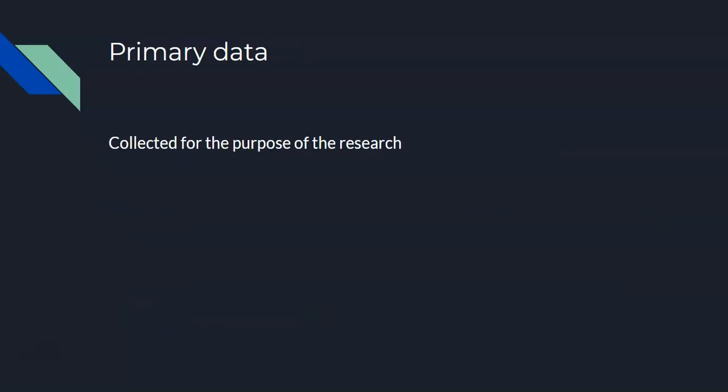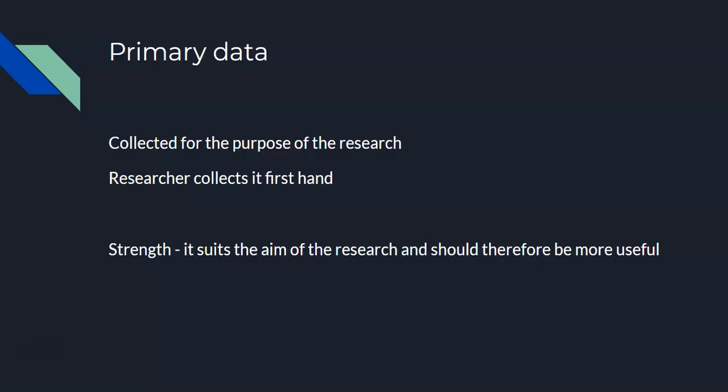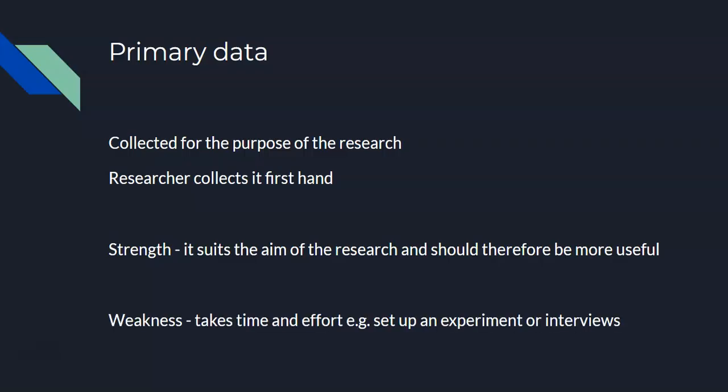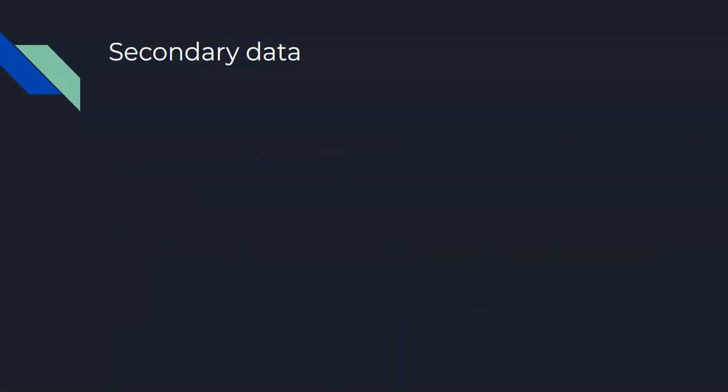When we talk about primary data in psychology, this is data that's been collected for the purpose of the research. The researcher collects it first-hand. It's the first-hand responses of the participants. Now, a strength of this is it suits the aim of the research and should really be more useful for the research team because they're the ones who are collecting it. A weakness, on the other hand, is this takes a lot of time and effort. You're going to have to set up an experiment. You're going to have to run interviews in order to gather that data from participants.